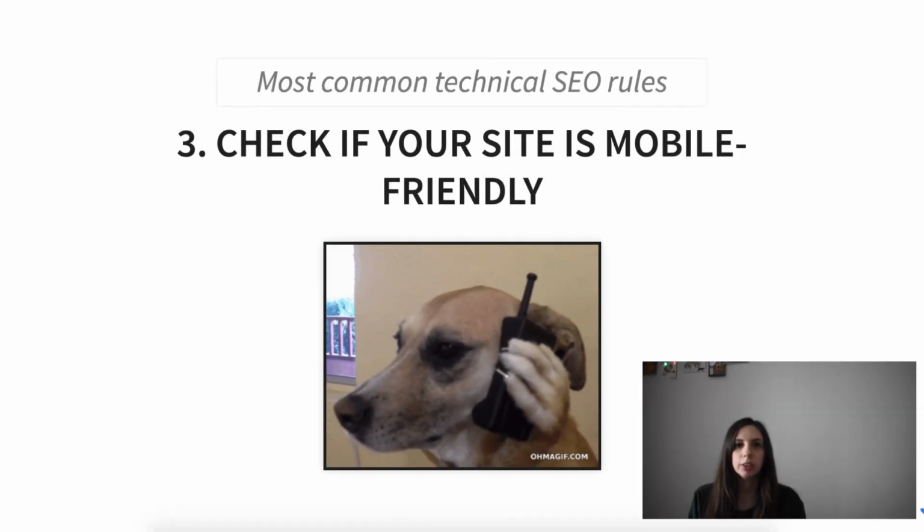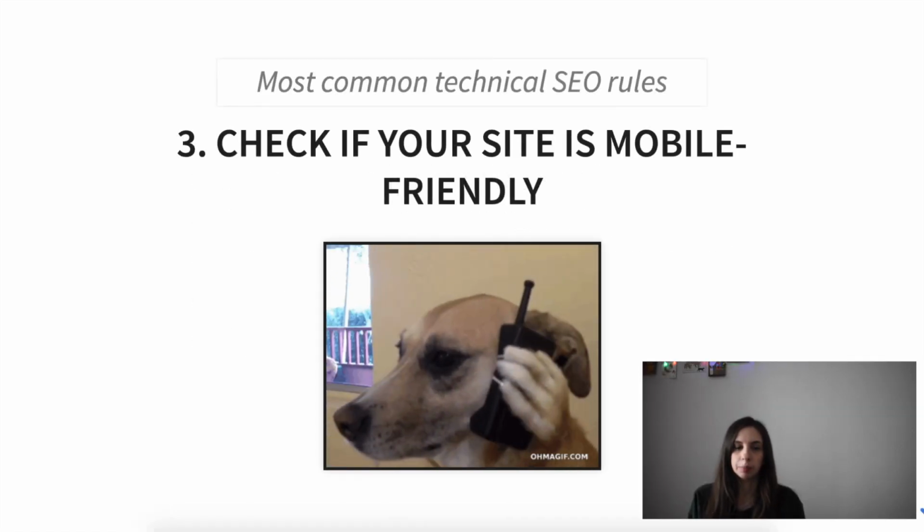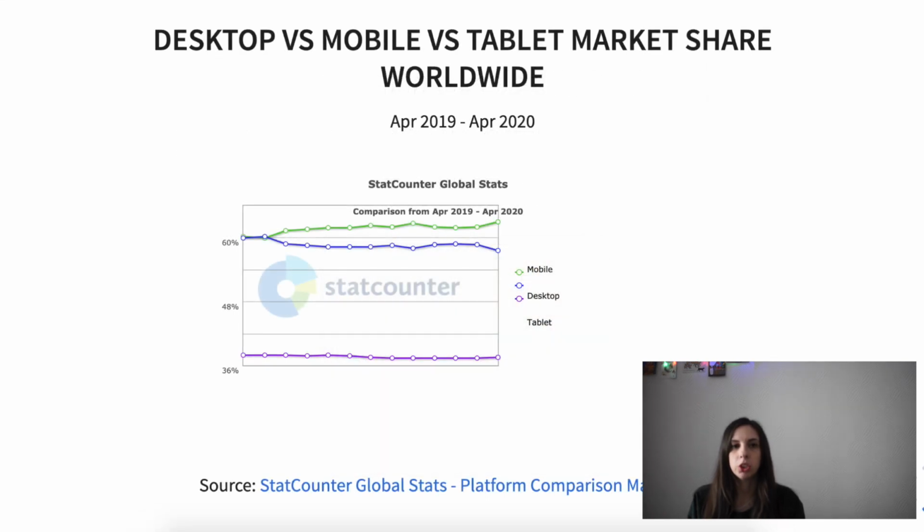The next one is to check if your site is mobile-friendly. The number of mobile searches is exploding. In fact, 53% of all searches in Google are now done from a mobile device. Needless to say, mobile is the future of search.